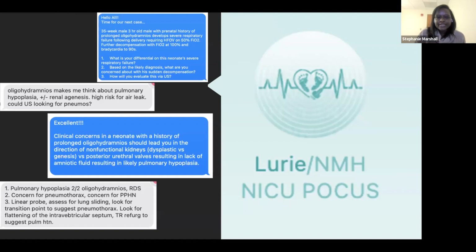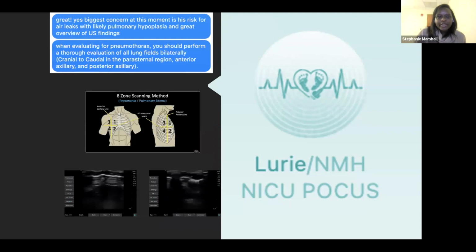Sorry, Rachel, you can go to the next slide. Looking at the scanning protocol, these are some images that I received from the ultrasound handbook app. And then I will provide real-time videos that occurred on the unit.